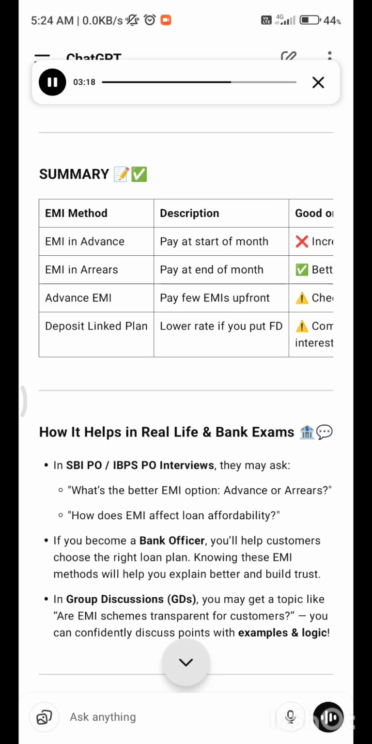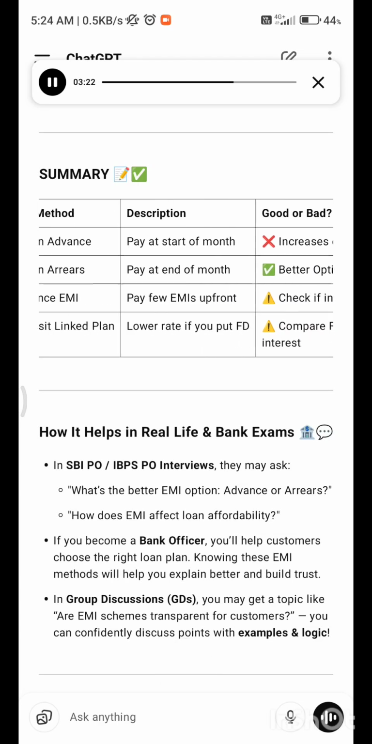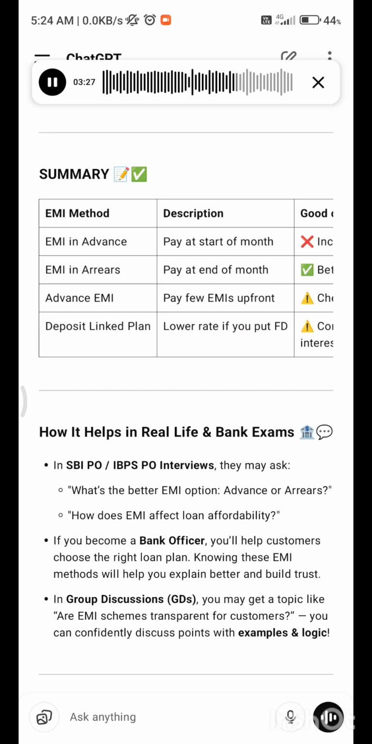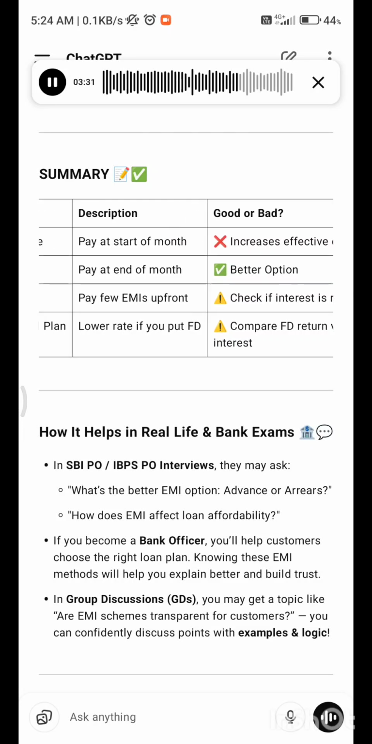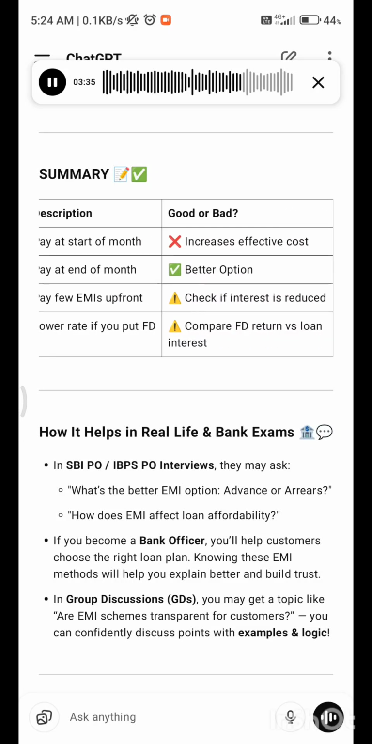EMI in advance: you pay at the start of the month, which increases the effective cost. EMI in arrears: you pay at the end of the month. The better option is advance EMI, paying a few EMIs upfront, but check if the interest is reduced. In a deposit-linked plan, you get a lower rate if you put in an FD. Compare the FD return versus the loan interest.